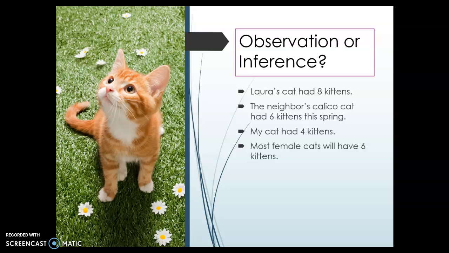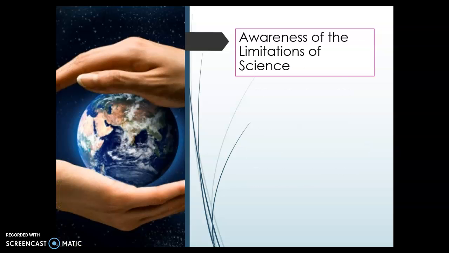Because we have "most female cats will have," it's not something that we can see right now. We're not saying all cats have 6 kittens, but we're making a logical conclusion based on the numbers that we've seen from Laura's cat, our neighbor's cat, and our cat. We made a logical conclusion, or an inference, that cats will have about 6 kittens. All right, last one. Laura's cat should have 6 kittens next year. Again, hopefully you said that's an inference, a logical conclusion that we've made based on this other information that we've gathered. Nice job, guys.